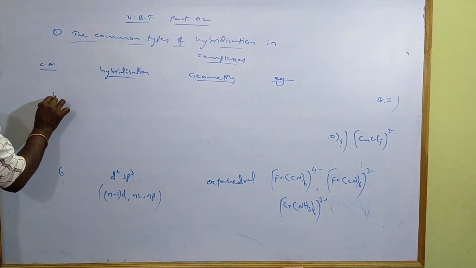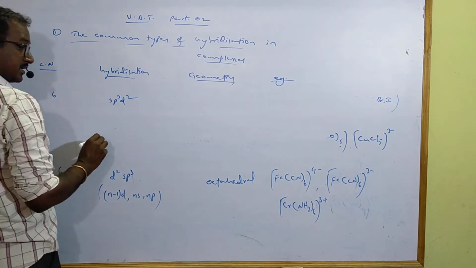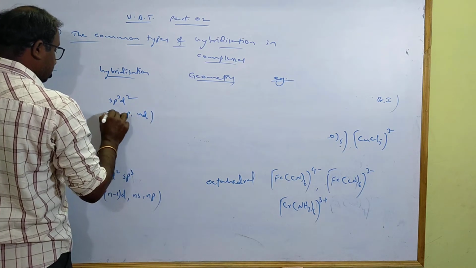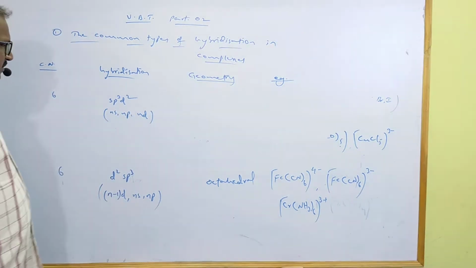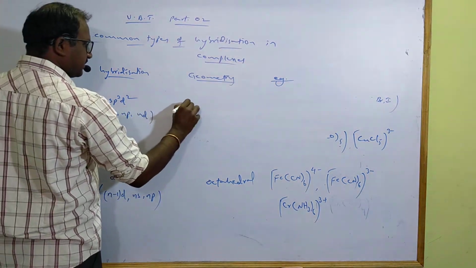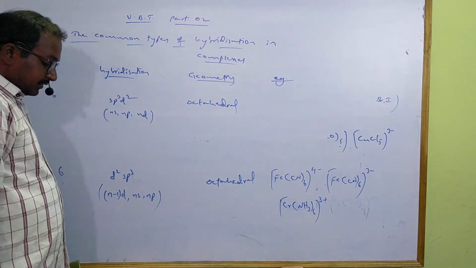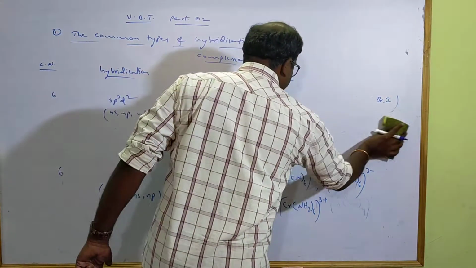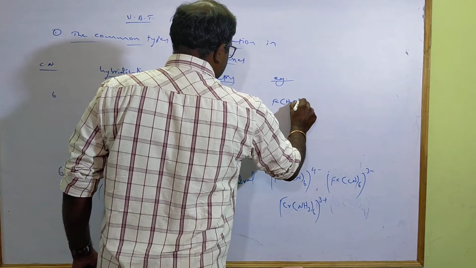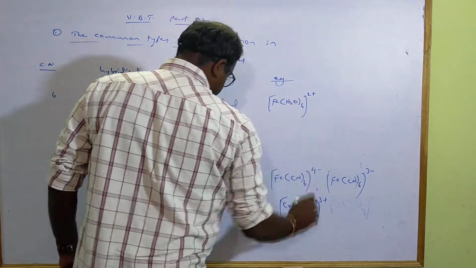If coordination number is 6, hybridization is sp3d2. In this case, the outer shell ns, np, nd orbitals are involved in hybridization because of weak field ligands. Shape is the same octahedral, no change. And here [Fe(H2O)6], because H2O is a weak field ligand, it is 2+.